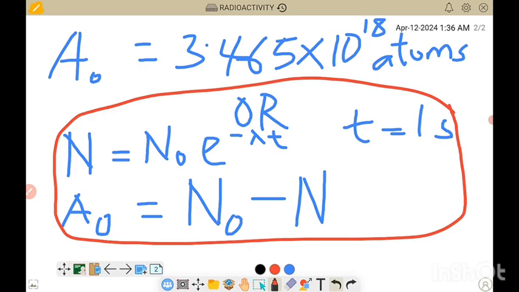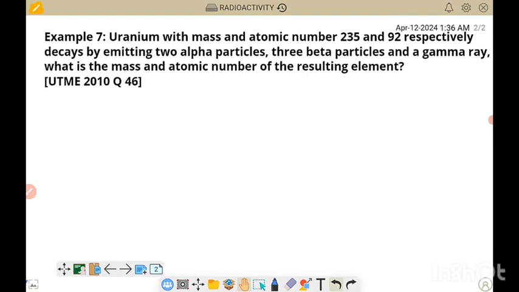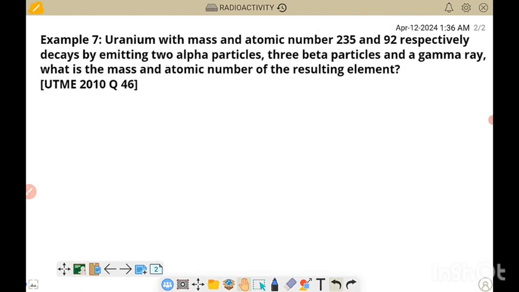And lastly, let's consider the next example here, which is example number 7. In this particular one, we have uranium with mass number and atomic number 235 and 92. That is, uranium is U. It has mass number of 235 and atomic number 92.